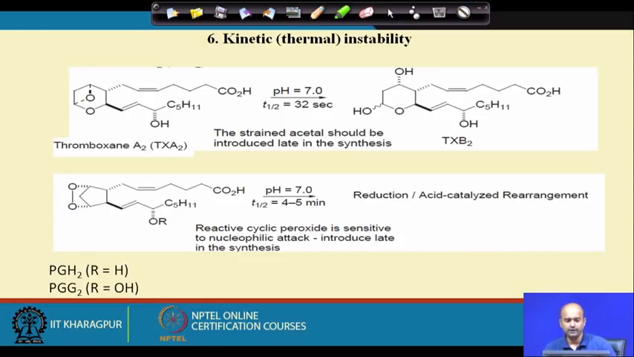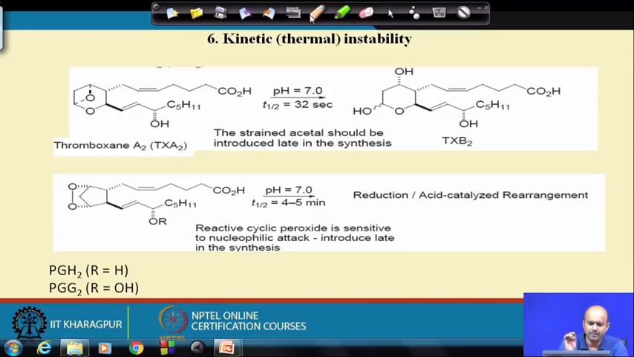The sixth point we said is kinetic instability. Many of the target molecules are sometimes not very kinetically stable under the reaction conditions. Say for example, if you have a natural product called thromboxane, it has a 4-member oxygen containing group, as well as an extra oxygen, which is basically an acetal or ketal. Now, you put a little bit of neutral condition, pH 7, and this compound instantaneously decomposes or opens up the acetal ring. The half-life is only 32 seconds.